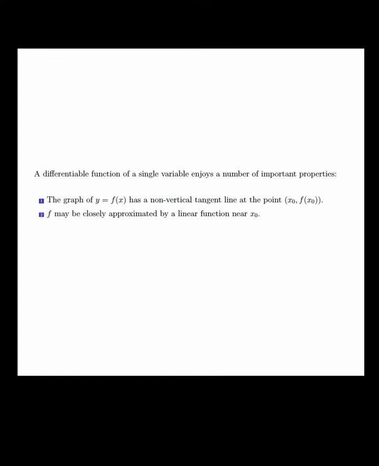So first, we recalled that a differentiable function of a single variable enjoys a number of important properties. 1. The graph of y equals f of x has a non-vertical tangent line at the point x0, f of x0. 2. The function f may be closely approximated by a linear function near x0. And 3. The function is continuous at x0.